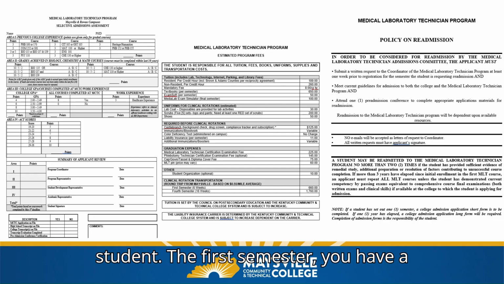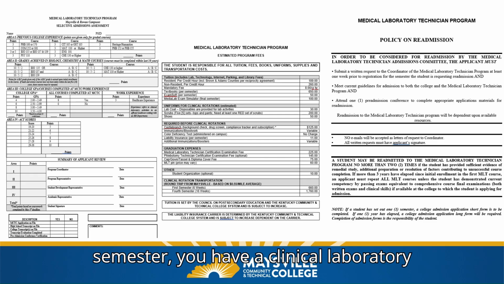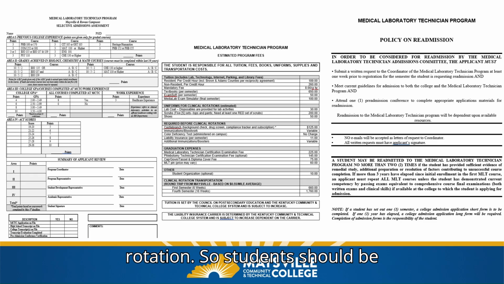Clinical rotation is dependent upon the student. The first semester, you have a phlebotomy clinical rotation. The final semester, you have a clinical laboratory rotation. So students should be prepared to travel 50 to 70 miles one way, and those transportation costs are dependent upon the student. Most of our clinical affiliates, especially for the clinical lab rotation, can only accommodate one student at each site.